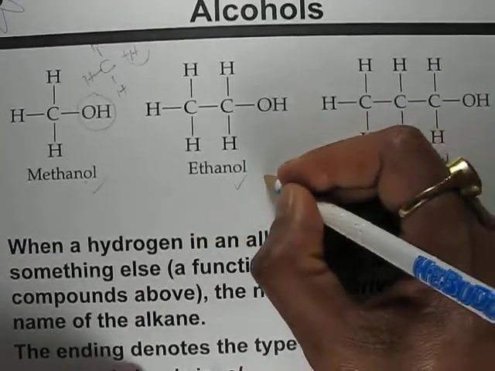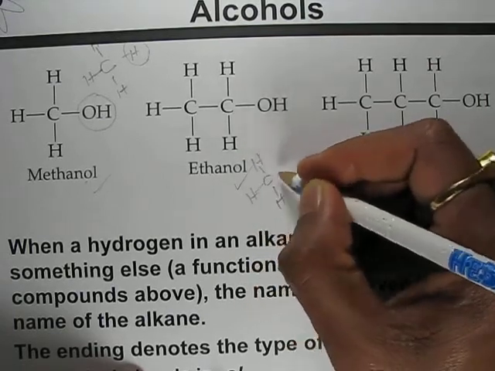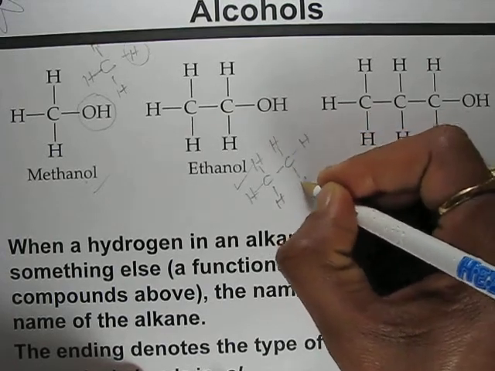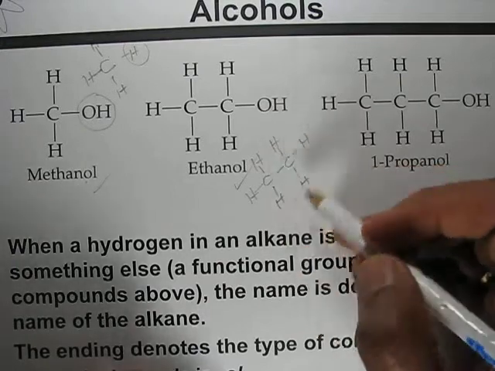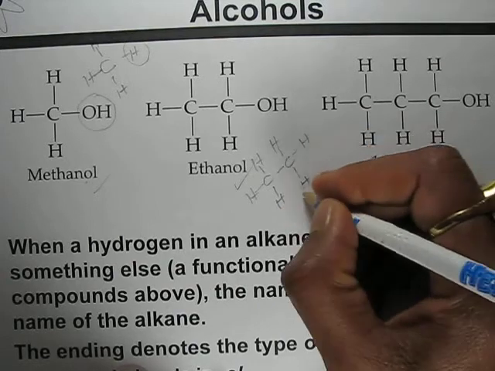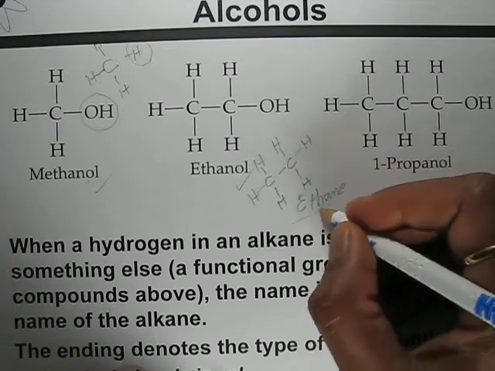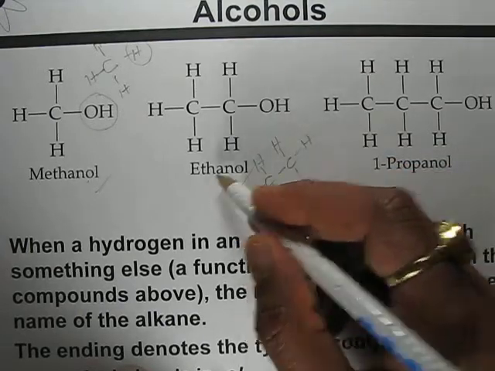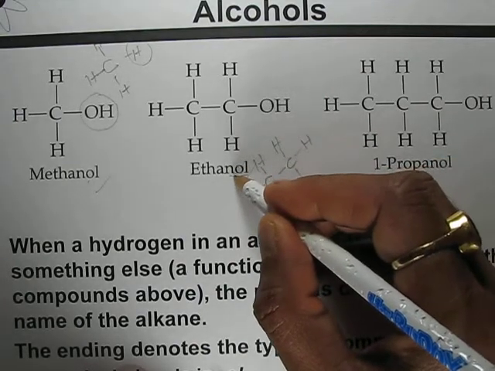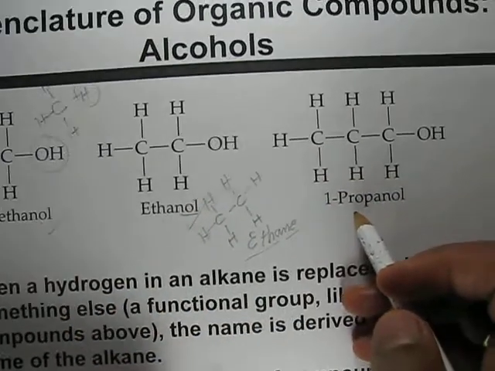In the case of ethane, you remember each carbon is attached to 3 hydrogens and to the other carbon. So this was ethane, right? We have to use the same prefix, eth, but rather than ane, we use ol, and then it becomes an alcohol. So methanol, ethanol, and 1-propanol.